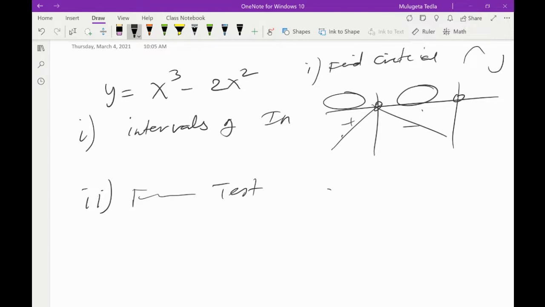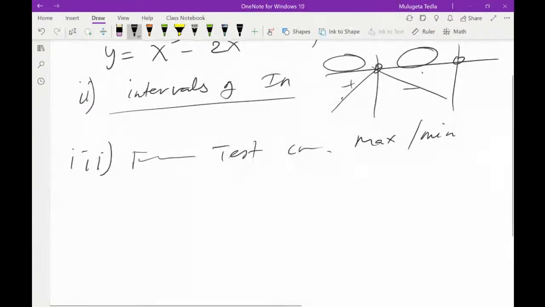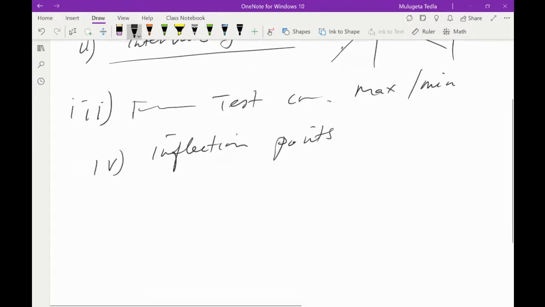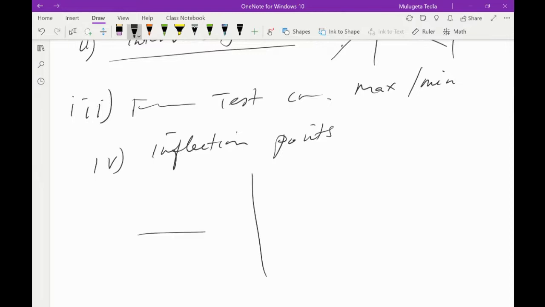The hump numbers, or the numbers of maximum. Find the critical numbers, and then intervals of increasing, and then you will test the critical numbers for maxima and minima, right? And then I will ask inflection points of the same question. And I might ask, where is it concave up, concave down? And then sketch. That's it.